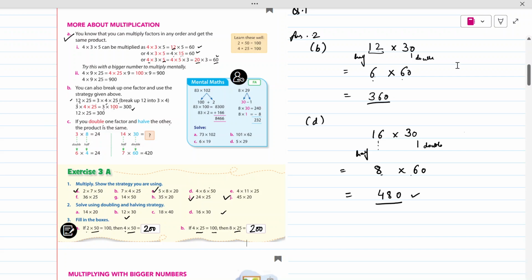Okay. So kids, this brings us to the end of this class where we have learned the 3 methods of multiplication. And we have completed our exercise. So the questions which we have not done, they are homework for you.